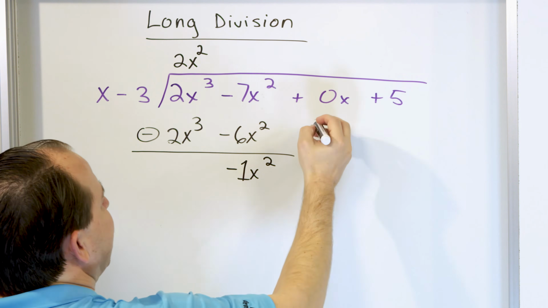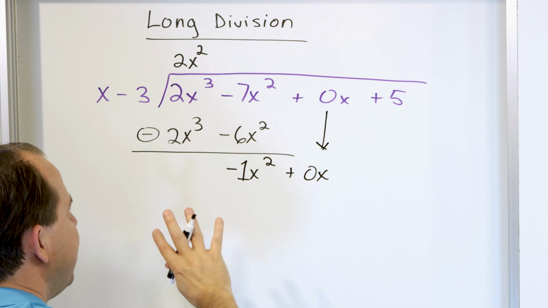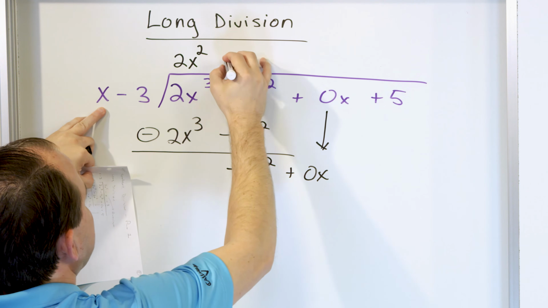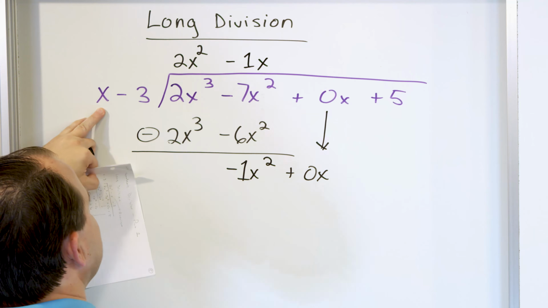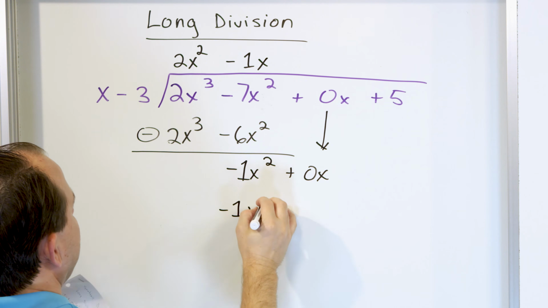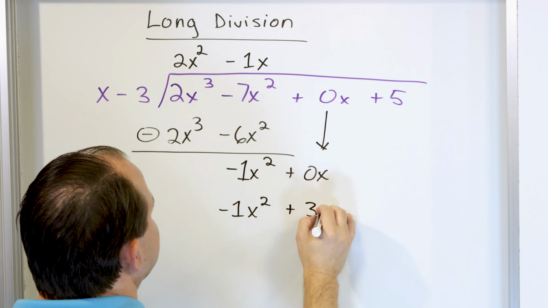So once I've done the subtraction, I take my next digit and I bring it down, which is 0x. And then I start again. X times something will give me the negative 1x squared. It has to be a negative 1x. So I take and multiply this direction. I'm going to get negative 1x squared. And then the negative 1x times the negative 3 is positive 3x.